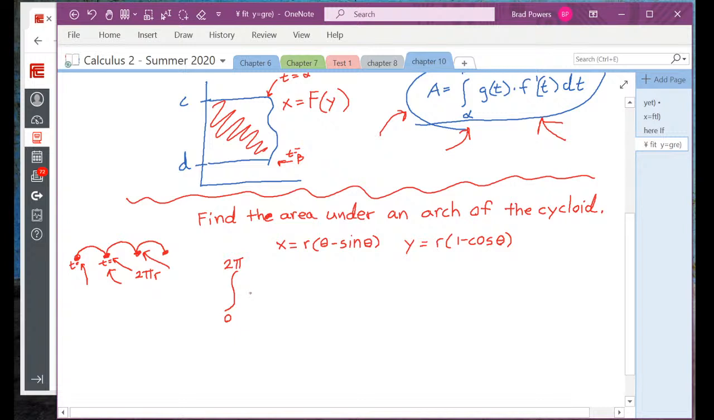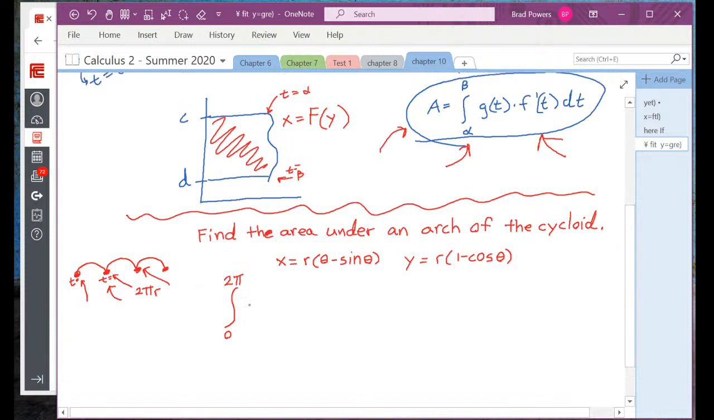Okay. Anyway, let's solve this thing. Find the area under one arch. Well, I already have the area formula. The area is going to be the integral of g of t times f prime of t dt. I'm just going to take it nice and slow. Of course, I should put in thetas, since we're doing theta, so let's just put in thetas: g of theta, f prime of theta.